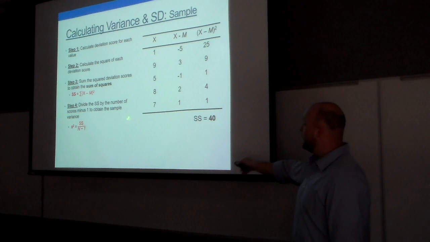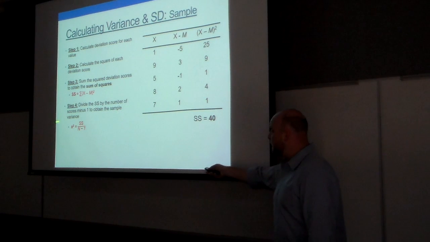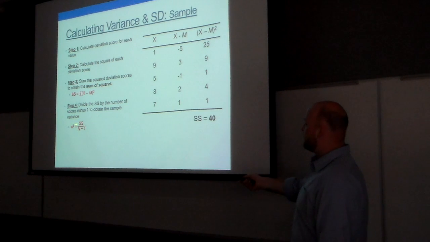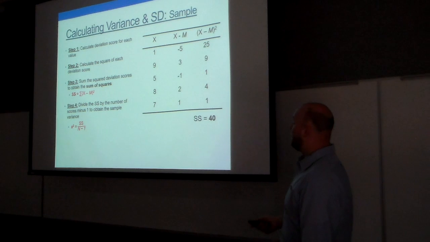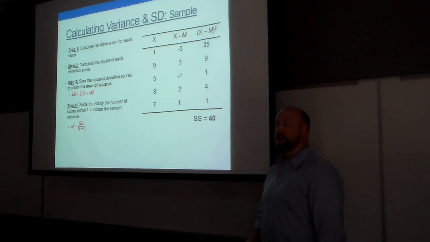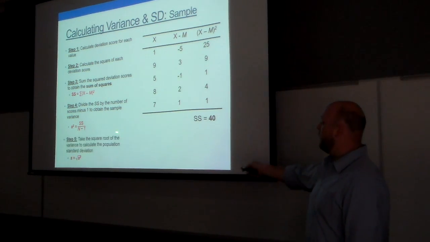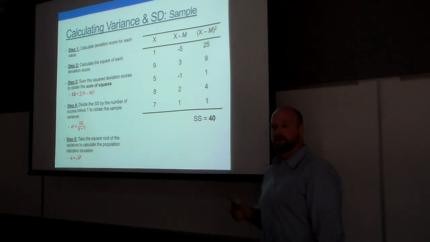But then to get our variance, we're going to take our sum of squares and divide it by the number of scores in the sample minus 1 to get our sample variance. So in this case, instead of dividing 40 by 5, we're dividing 40 by 4, which is going to give us a larger estimate relative to if we had used the population formula. And then to get our estimate of the population standard deviation using the sample, we're just going to take our sample variance and take the square root of that. That's our sample standard deviation.